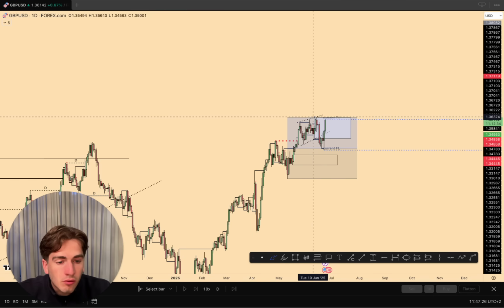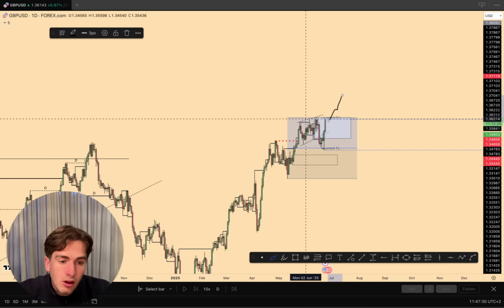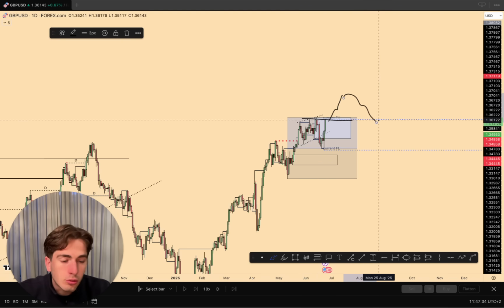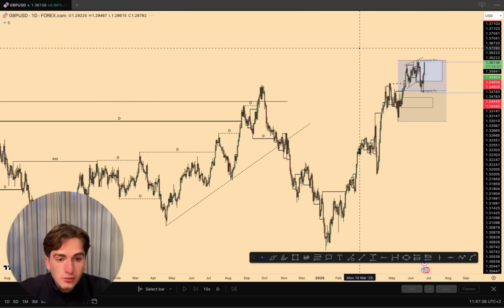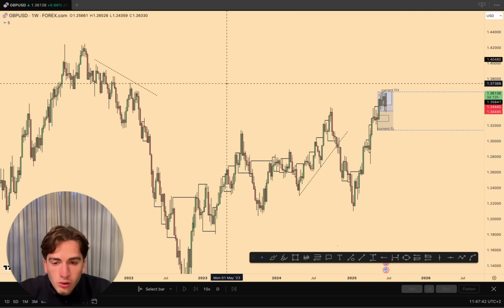And then obviously we'll form a new area of daily demand, and once the break of structure has taken place, what do you expect? You expect a potential pullback again before looking for longs. Now, the pullback trade is obviously against the trend, so it's the riskier trade. So keep an eye here on the weekly.